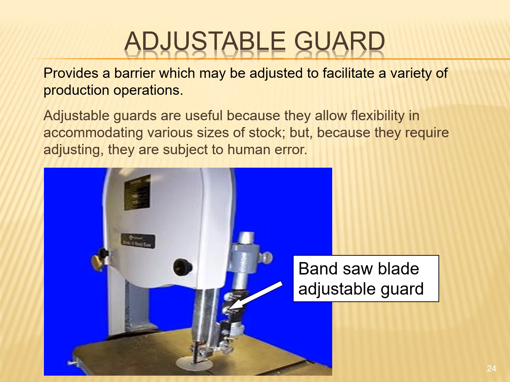Adjustable guard provides a barrier which may be adjusted to facilitate a variety of production operations. Adjustable guards are useful because they allow flexibility in accommodating various sizes of stock, but because they require adjusting, they are subject to human error. And here is a bandsaw. This right here is the adjustable guard, which can be moved up and down.